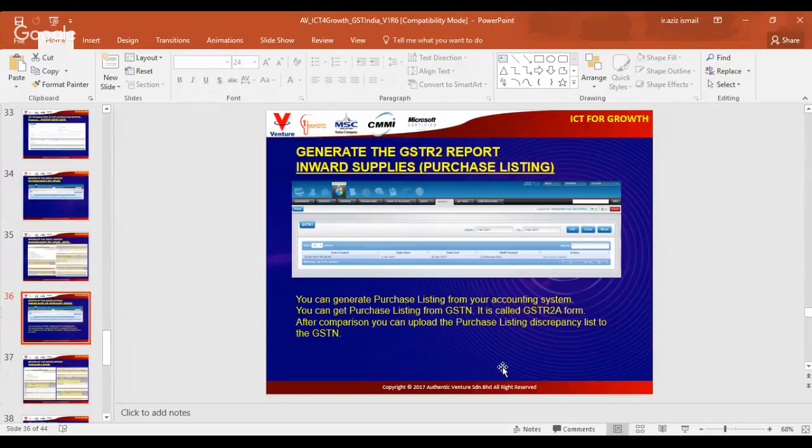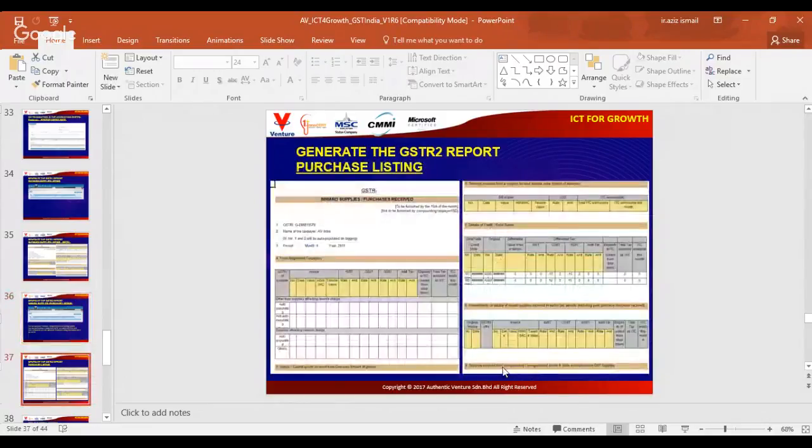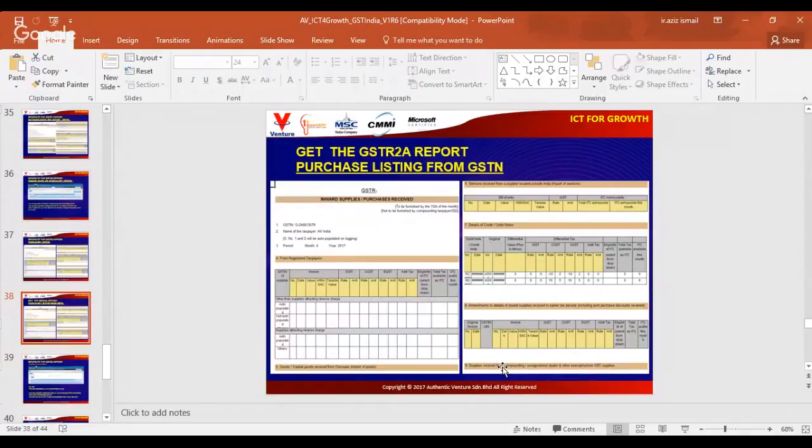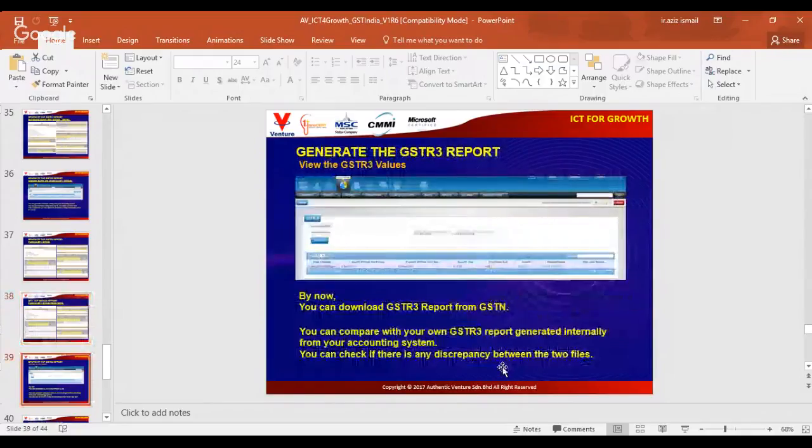This is the one that is uploaded by your suppliers. Then you can compare the form, and then you can upload the various discrepancies into the GSTN form. And this is the purchase listing from the GSTN. Okay, after you have done your GST R1 and GST R2 transaction, then you can get the GST R3 form.